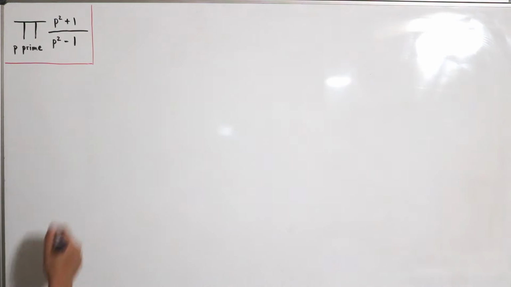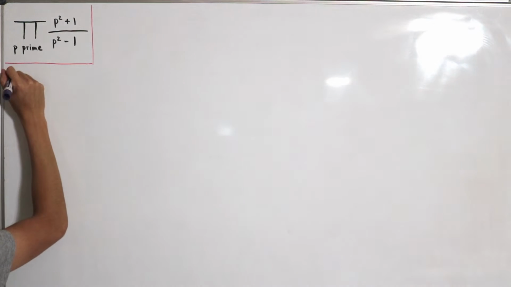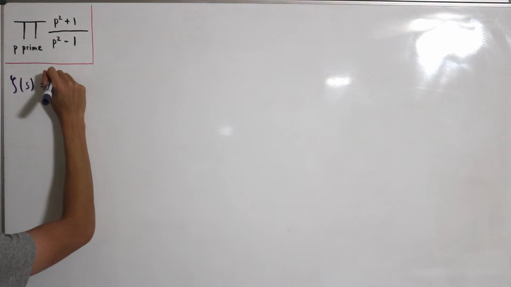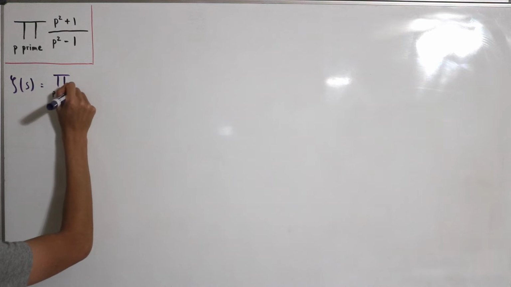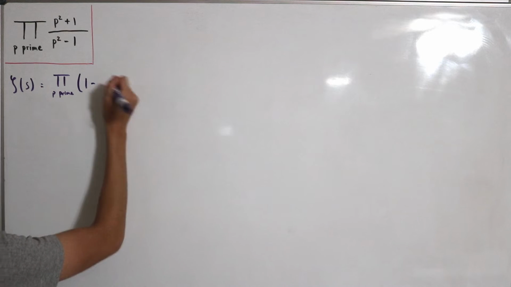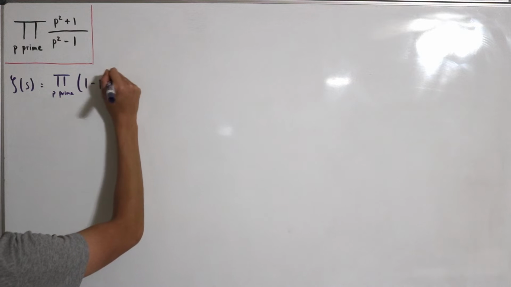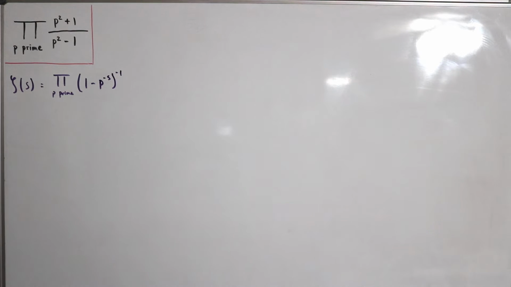So I want to state the following, the product representation for the zeta function. It's defined as zeta of s, which is equal to the product where p is only prime, of 1 minus p to the negative s, and then to the negative 1 power.